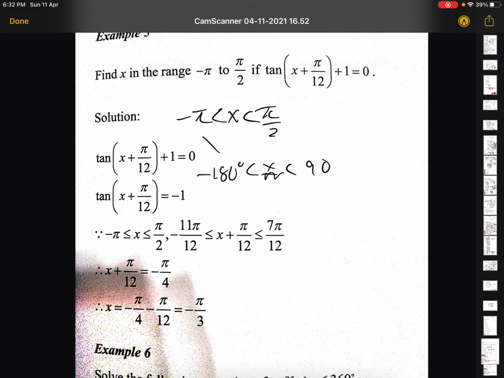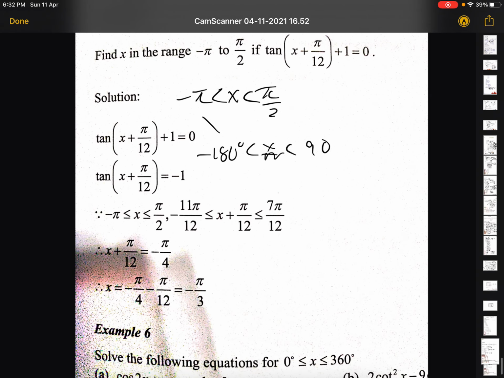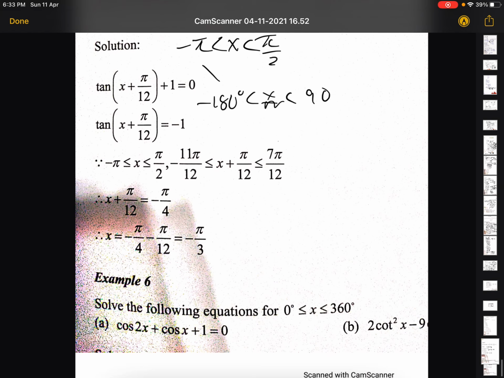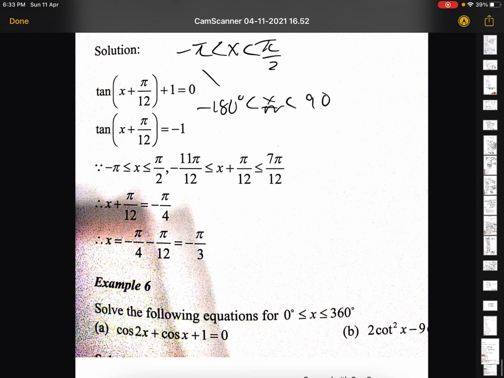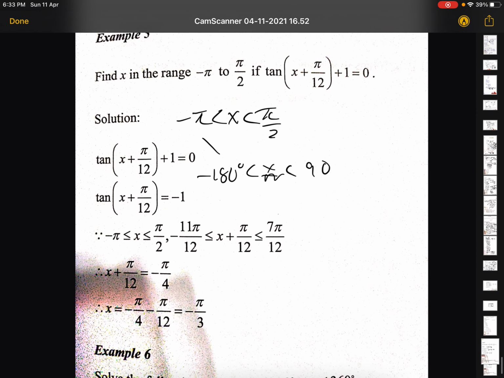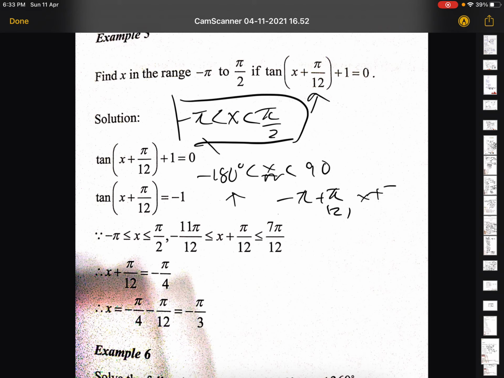So you do that, you get 10x plus pi over 2 equals negative 1. And after you do that, you know that x has to be in this range, right? But this is x plus pi over 12, so you need to add pi over 12 to all of them. So minus pi plus pi over 12, x plus pi over 12, pi over 2 plus pi over 12.